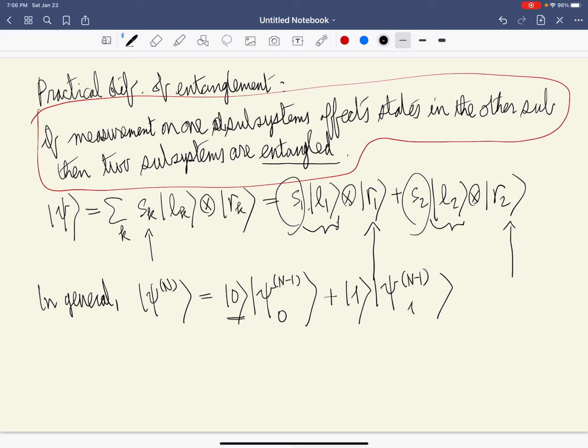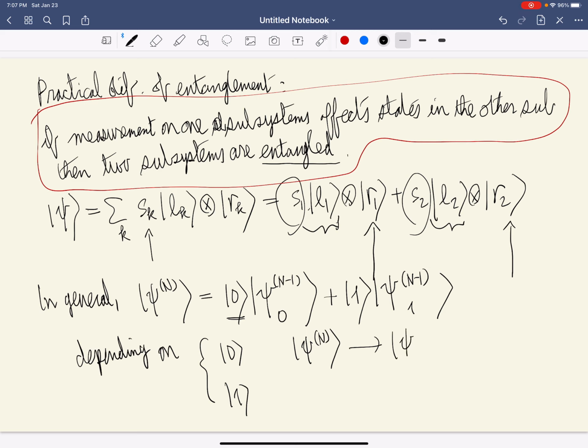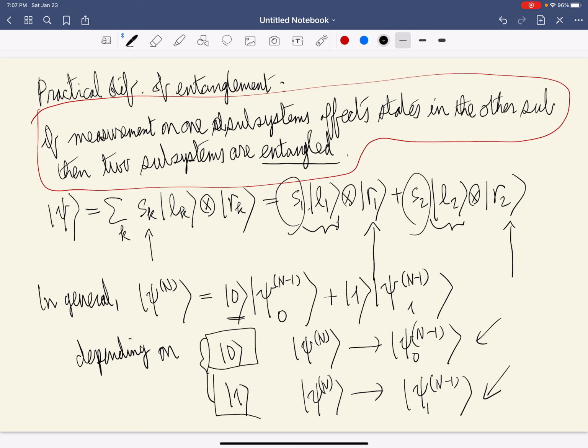So again, depending on whether you measure 0 or 1 for the first qubit, the wave function collapse is either from psi n to psi 0 n minus 1, or from psi n to psi 1 n minus 1. So which of these collapses will occur depends completely on what you measure for the state of the first qubit.